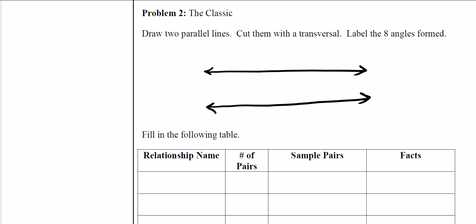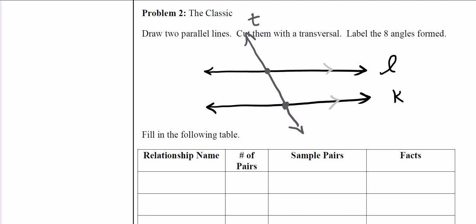So for problem 2, let's go ahead and draw two parallel lines. Here's line L and here's line K. And we'll denote their parallel by putting the little arrows on there. And let's cut both of them with the same line. We'll call that transversal T. It cuts it right here, intersects line L at that point, and line K at that point.